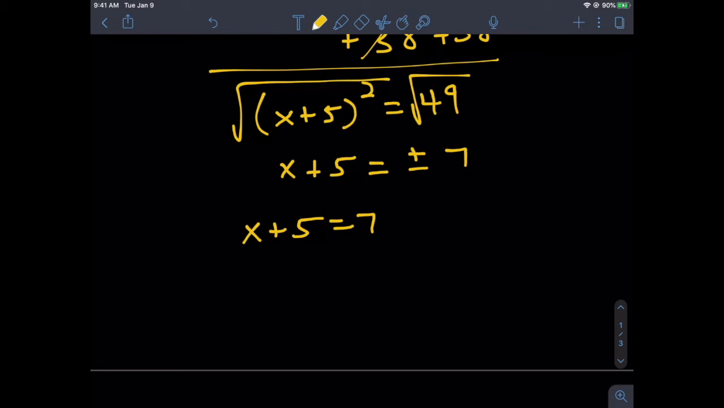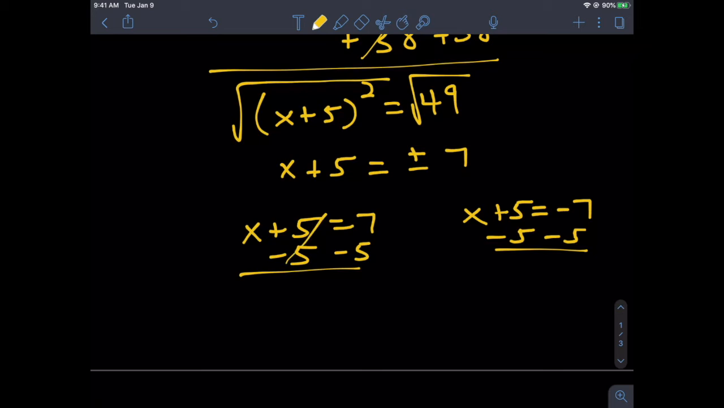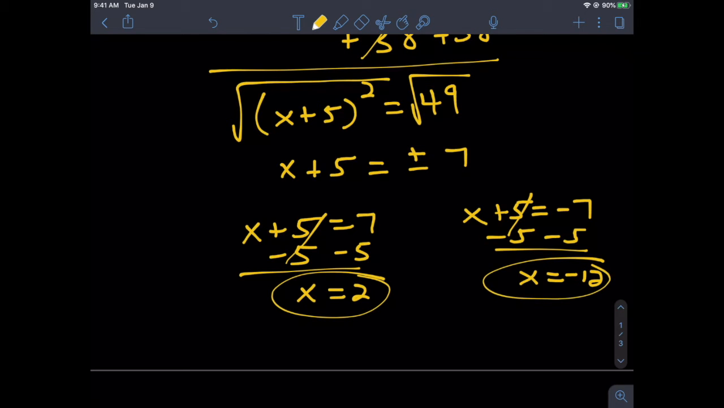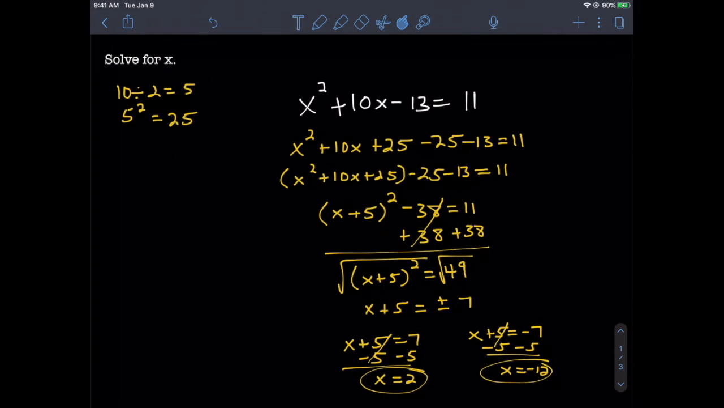Now, to honor the plus or minus, we'll just set up two equations, one with the x plus 5 equal to 7 and the other equal to negative 7. We'll subtract 5 from both sides in both of our equations, and that's going to give us our two final answers here. We are going to get x is equal to 7 minus 5 is 2, and negative 7 minus 5 is negative 12.